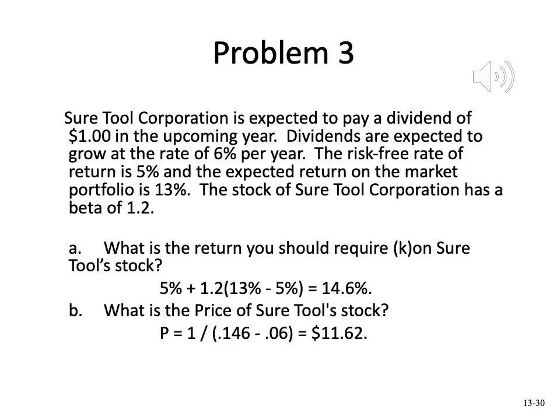Risk-free rate 5%. RF equals 5%. Market return 13%. The stock has a beta of 1.2. The first question asks you what is the required rate of return K. We're using the CAPM model, 5% risk-free rate plus 1.2 times the market risk premium. So K equals 14.6%. In the second question, now we can calculate the stock price, which is D1, $1 divided by K, calculated in the first question, 14.6% minus the growth rate, 6%.